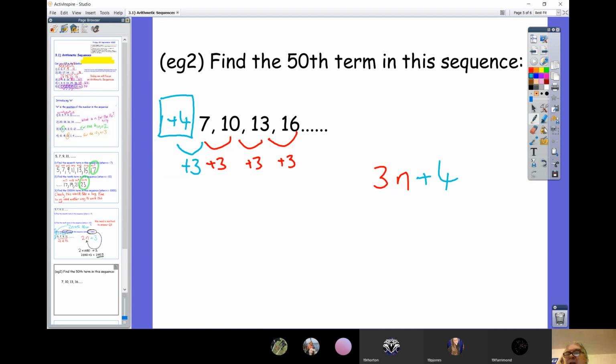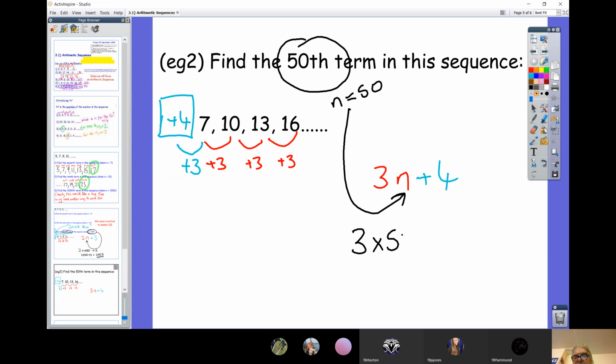Now, that is the expression we're going to use. Because we're working out the 50th term, that is when n equals 50. So we pop 50 into our expression. 3 times 50, and then once we've done that, we add on 4. 3 times 50 is 150. You add 4, we get 154. Let's go! I got that right.